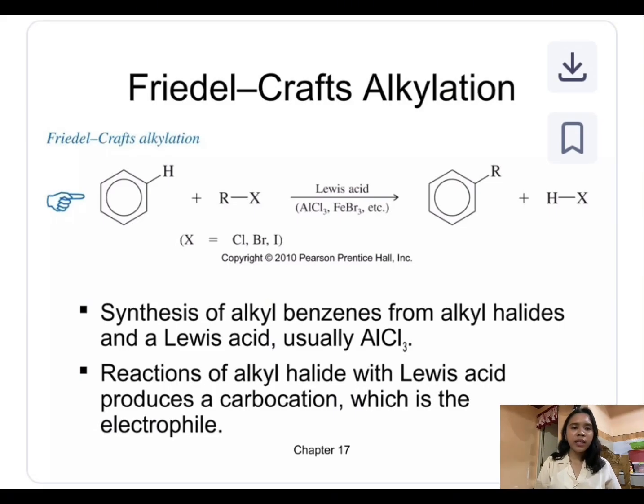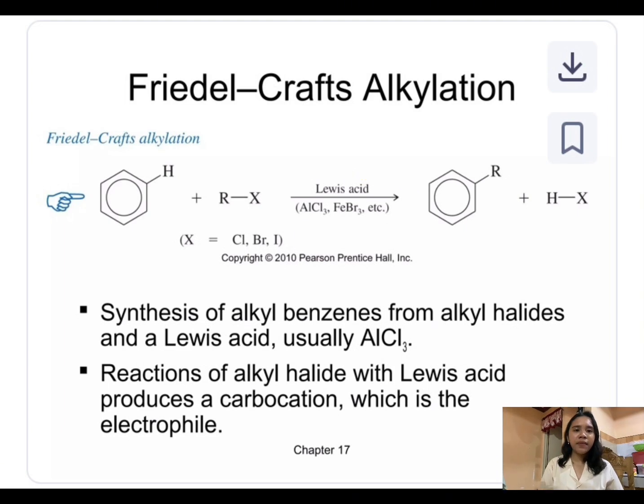Friedel-Crafts alkylation involves the addition of an alkyl group, the R, to a benzene ring. This reaction requires an alkyl halide, R-X, where X is a halogen like chlorine, bromine, or iodine, and a Lewis acid catalyst like aluminum chloride or ferric bromide.